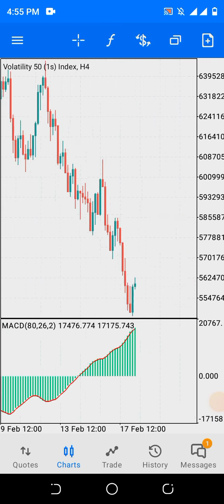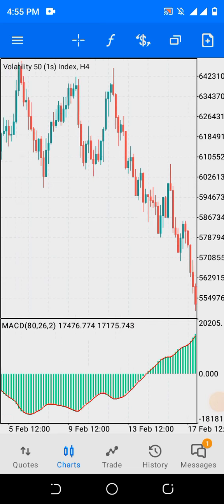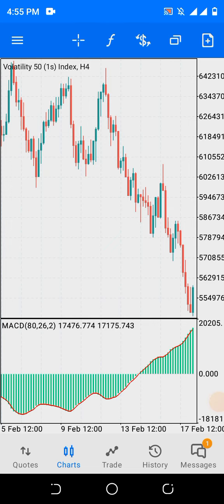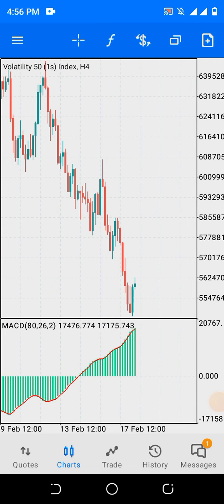Now the strategy is more of a top-down analysis. You do analysis in a higher time frame and execute your trade in a lower time frame. On my screen now, this is the 4-hour time frame, where we'll be carrying out our analysis. After analysis, we execute our trade on the lower time frame, the 15-minute time frame.